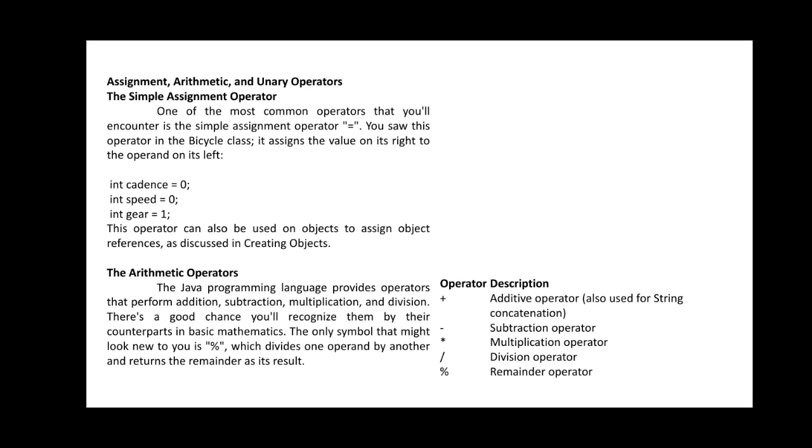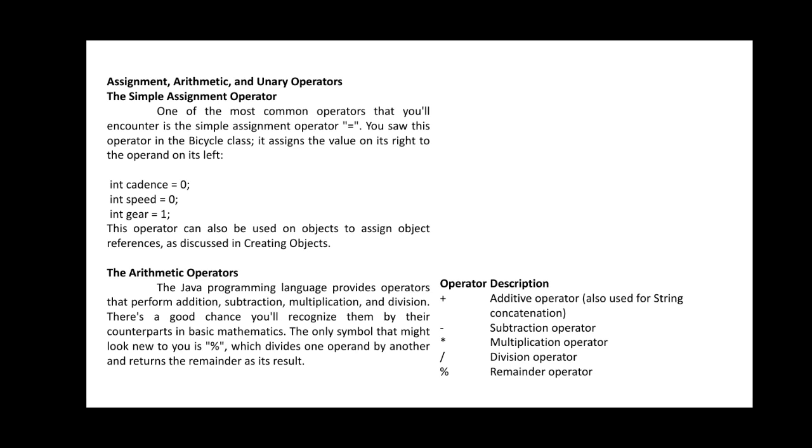We can call that one what? Assignment operator. This operator can also be used on objects, to assign object references, in the coming slides. So assignment, by the name itself, means you are assigning a value to the particular variable, or we can say operand. A single operand will be assigned a value. We call it the assignment operator, and you use it with the equals to symbol.